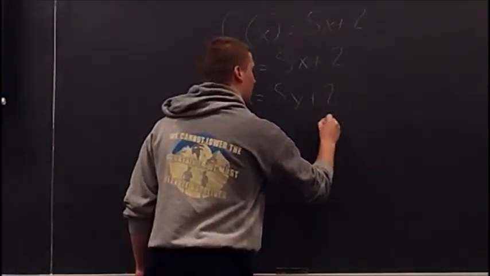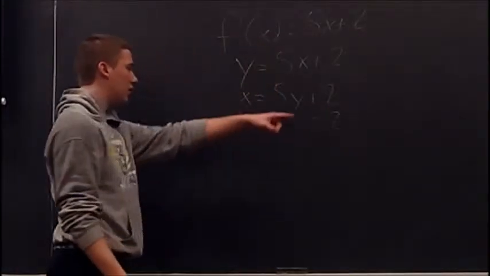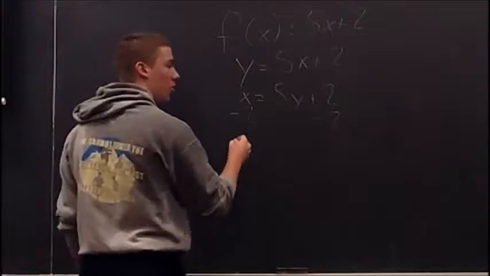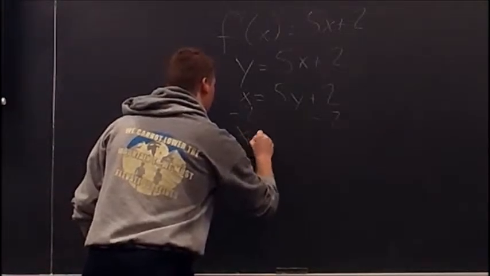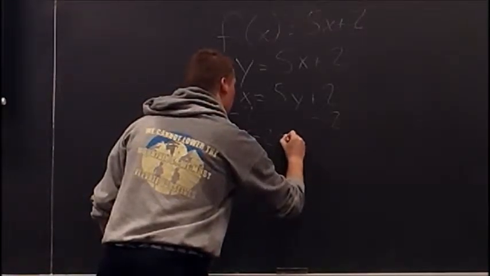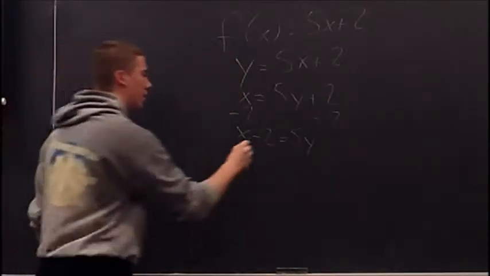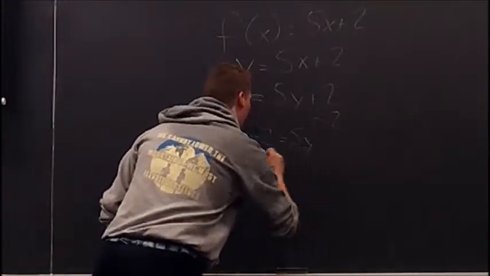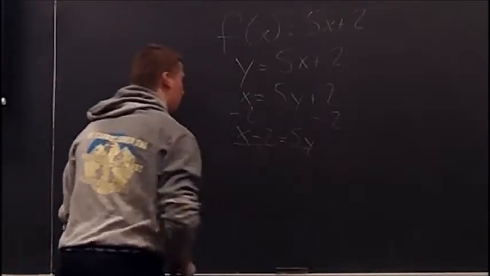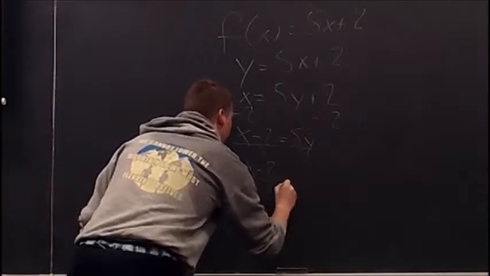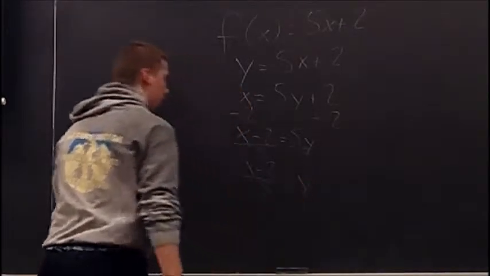So our first step would be subtract 2. But again, if I do that to the right side, I've got to do it to the left side to keep the equation balanced. So we have x minus 2 equals 5y. And then our final step, divide everything by 5 on both sides. So I get x minus 2 over 5 is equal to y.